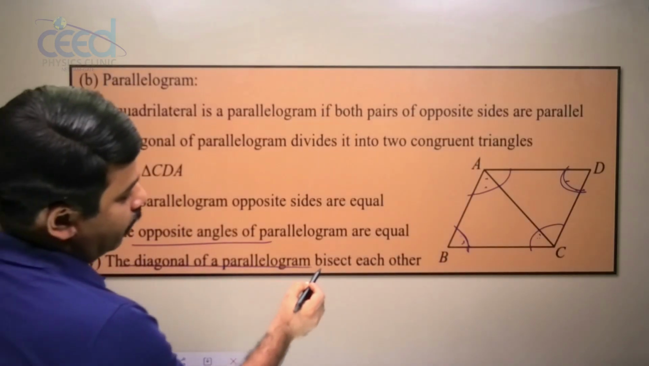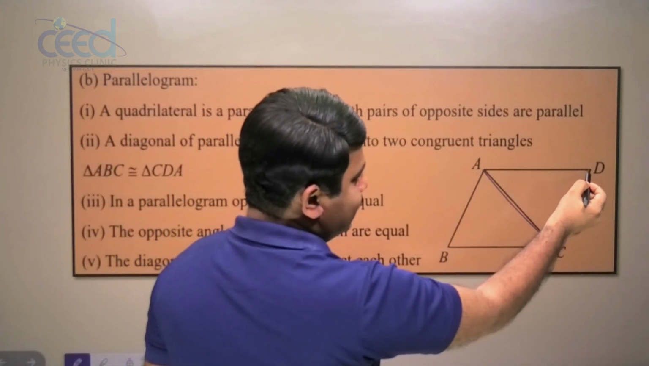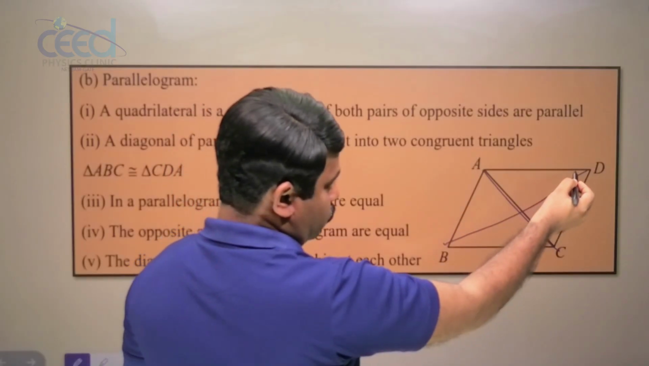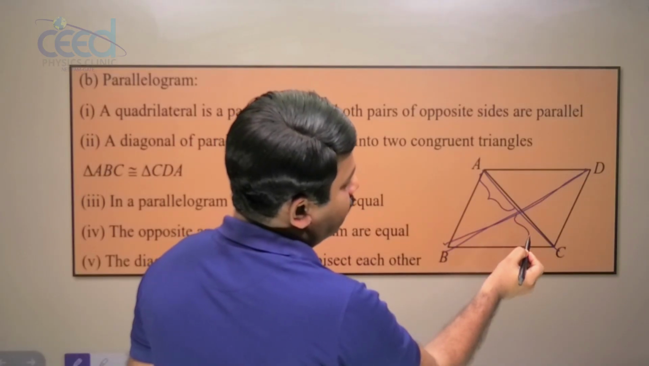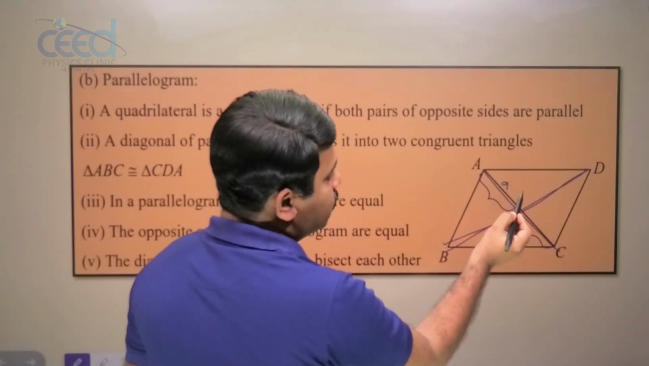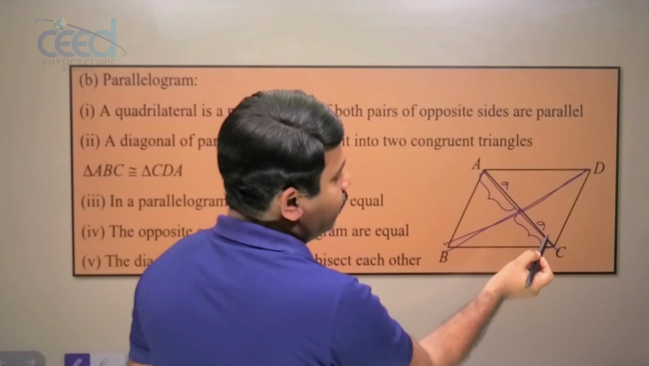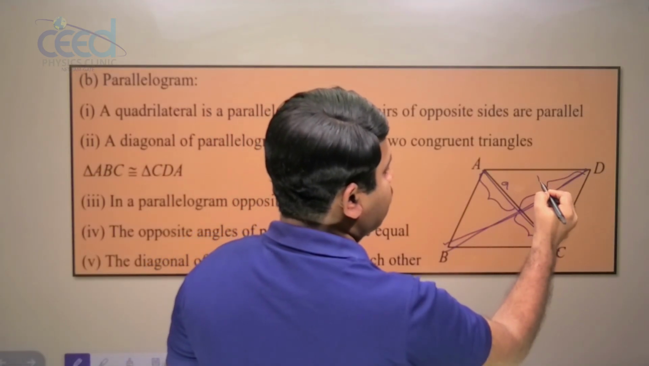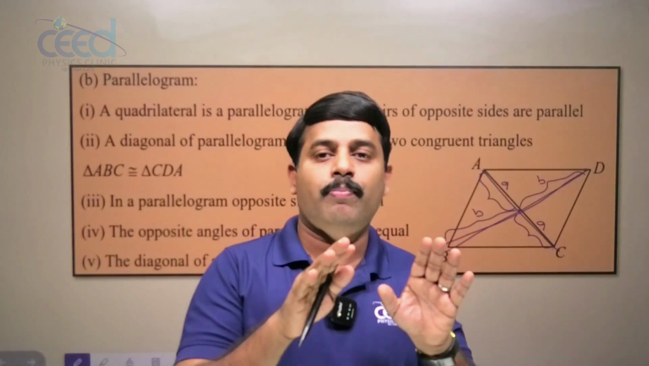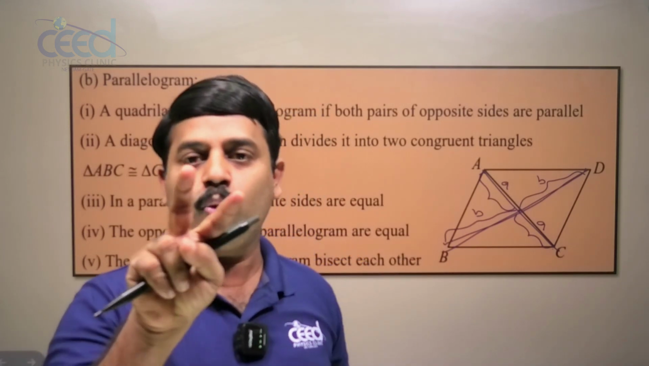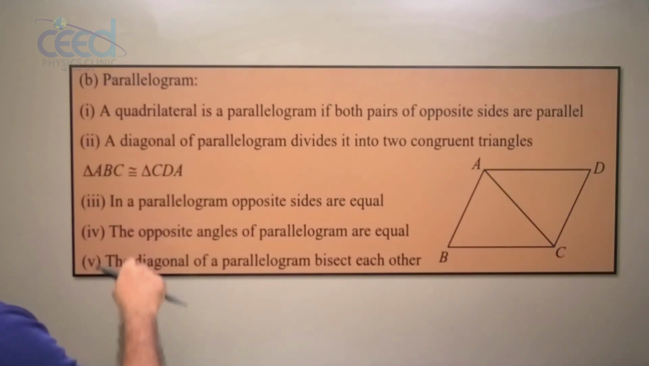Now the diagonals of a parallelogram bisect each other. See, this is one diagonal of this parallelogram and this is the other diagonal. Suppose this length is A, then this length is also A, because the diagonals intersect and divide each other equally. Similarly, if this length is B, then this length is also B. That means at the intersection, each diagonal is divided into two equal parts. So that is about the parallelogram.